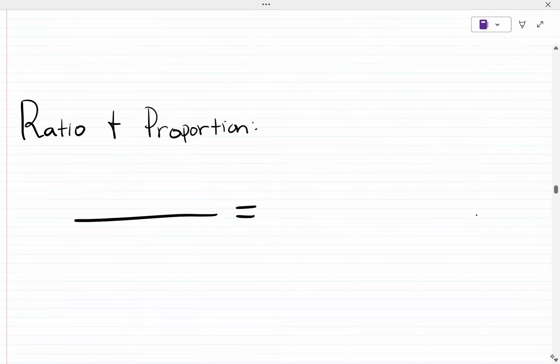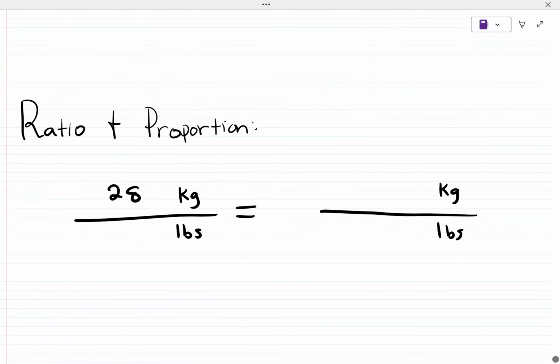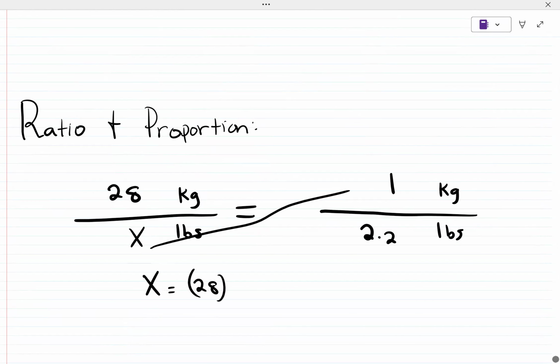Okay, ratio and proportion. Kilograms, pounds on the bottom. You were given 28 kilograms, unknown pounds, and then the relationship between kilograms and pounds. We know that for 1 kilogram, there's 2.2 pounds. Cross multiply, so that's x equals 28 times 2.2, which is 61.6.